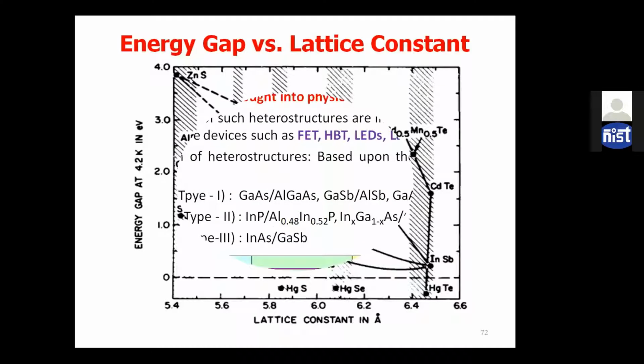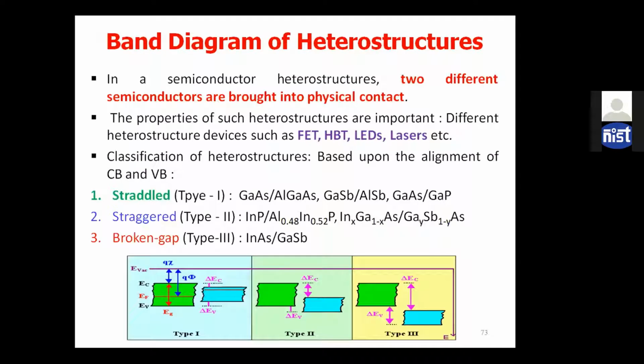Based upon this, the band diagram of a heterostructure is obtained when two different semiconductors are brought into physical contact. We use the properties of heterostructures in different devices like FET, HBT, that is the heterostructure bipolar transistor, LEDs, lasers, etc.